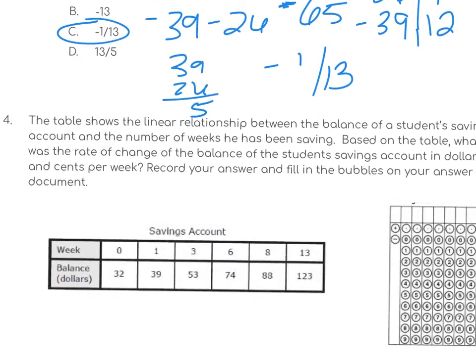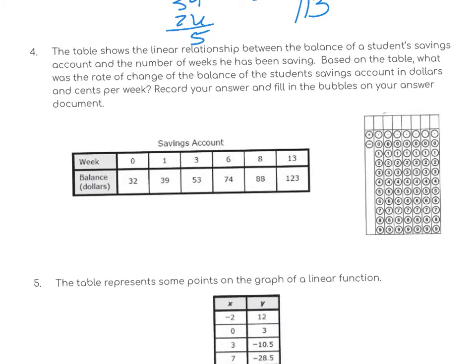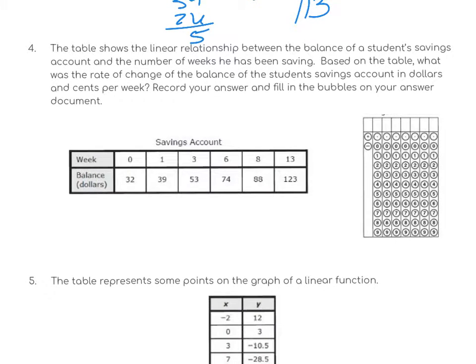Okay, let's go to number 4. The table shows a linear relationship between the balance of a student's savings account and the number of weeks he has been saving. Based on the table, what was the rate of change of the balance of the student's savings account in dollars and cents per week? And then we had to grid this one in.